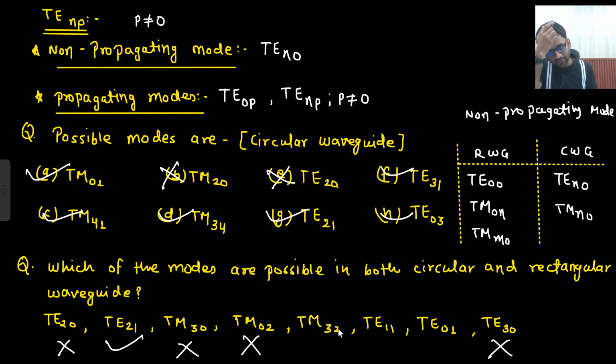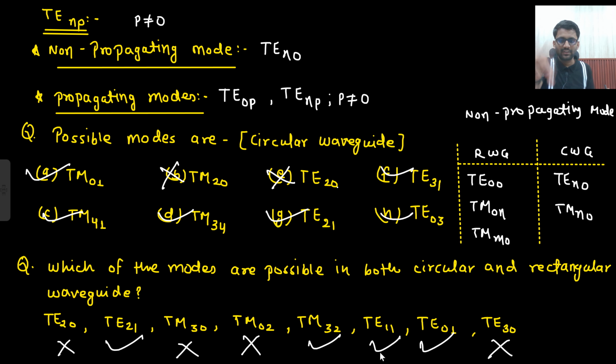Is this possible? Yes, it is possible in both. This is also possible in both. This is also possible in both. And this is also possible in both. Because for TE, 01 can be there, and for circular waveguide as well, 01 can be there. The n value can be 0. So if the n value is 0, then you are fine with that. So this is the answer.